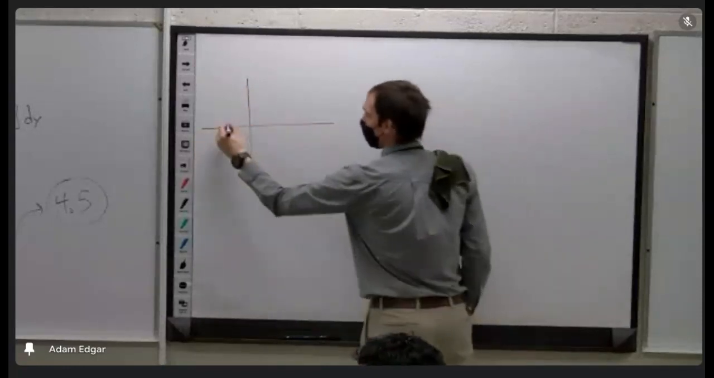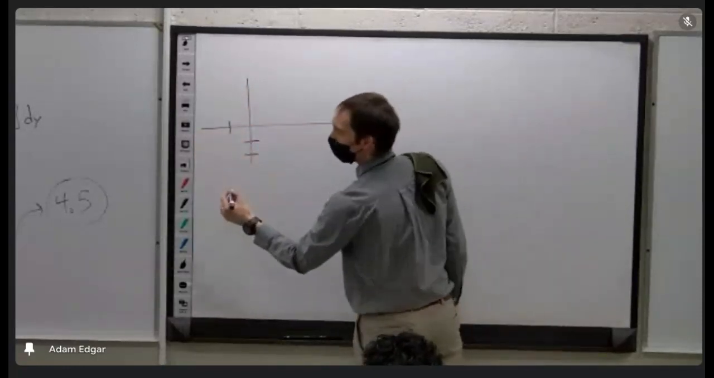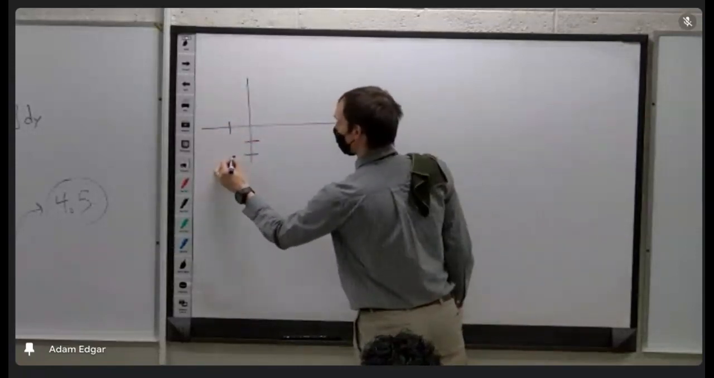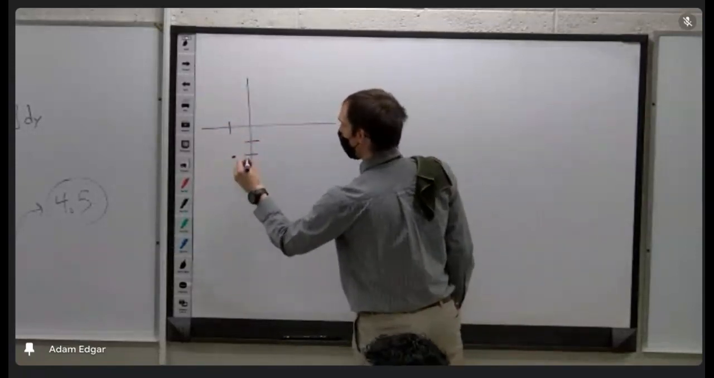So we have the same graph as before. So we have -1 comma -2, and then 3.